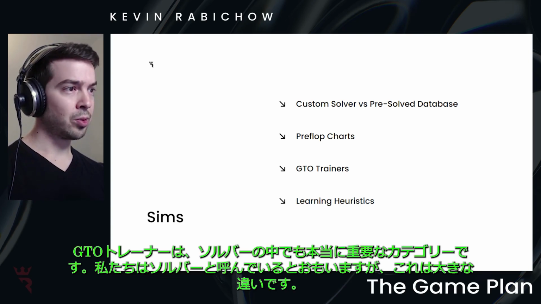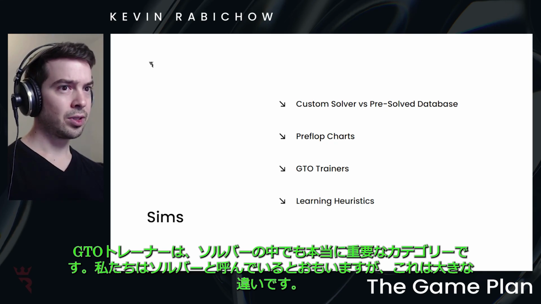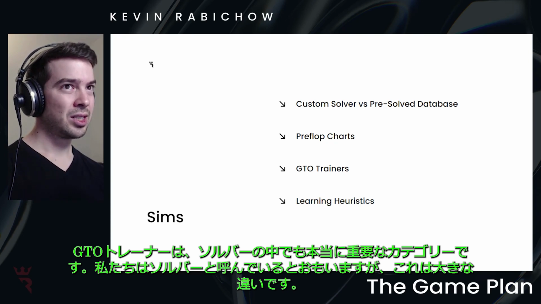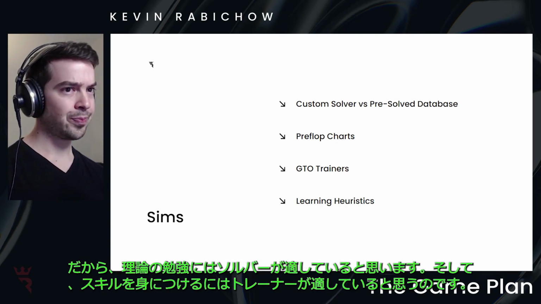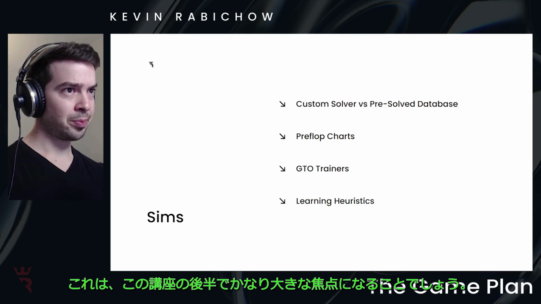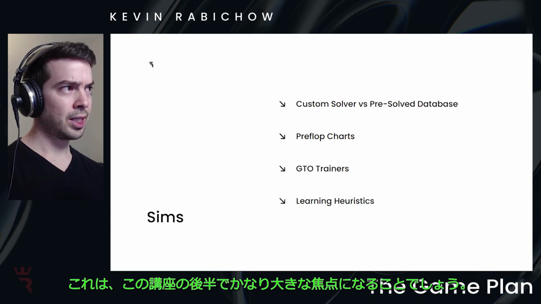GTO Trainer is a really important category of solver. I guess we're calling it solver. This is a big difference, and what I've spoken about before already. The difference between theoretical study and practical study is sort of the differentiating factor between solvers and trainers. So I think that solvers are appropriate for studying theory, and I think that trainers are appropriate for developing skills. And that's going to have a pretty large focus later in this course.